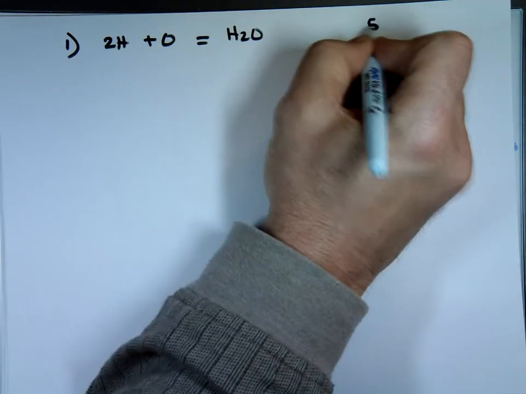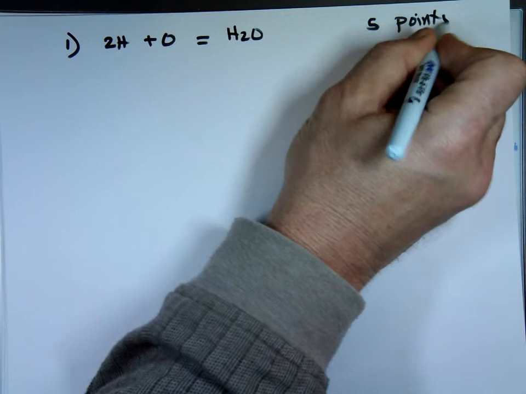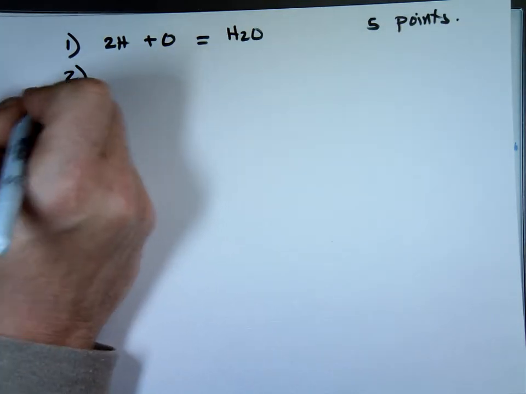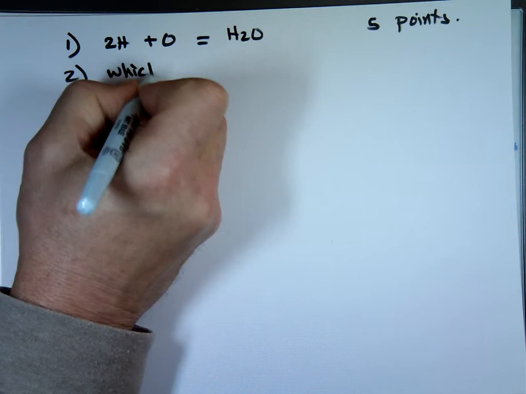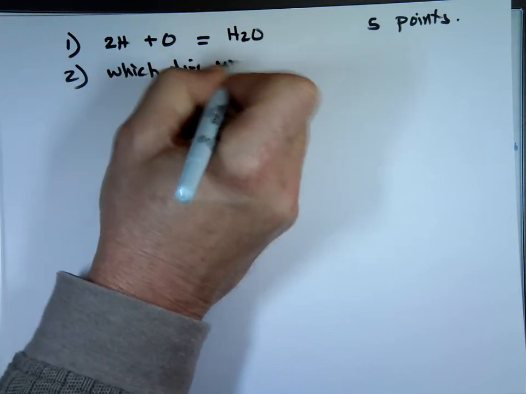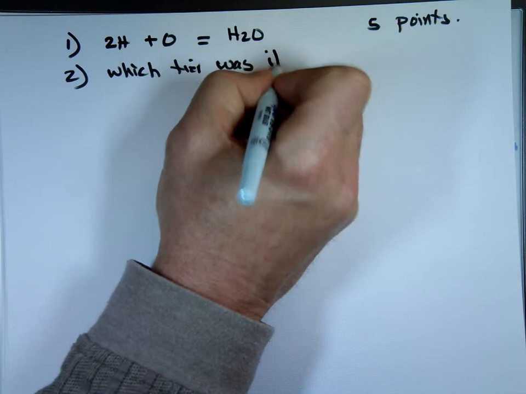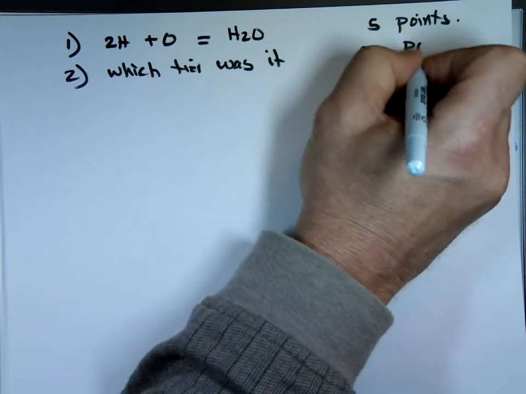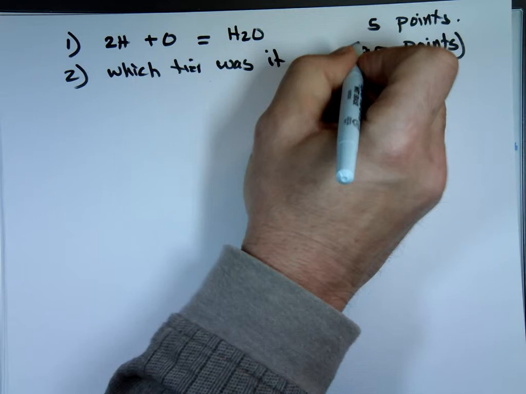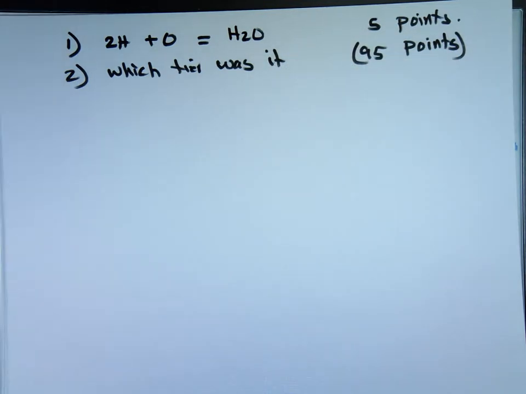5 points. Flip the page. Question number 2: which tire was it? 95 points. That was their final exam. One smart teacher. Which tire was it? If they really had a flat tire, he'd pass them, they're good students. But if they lied, they're in trouble.